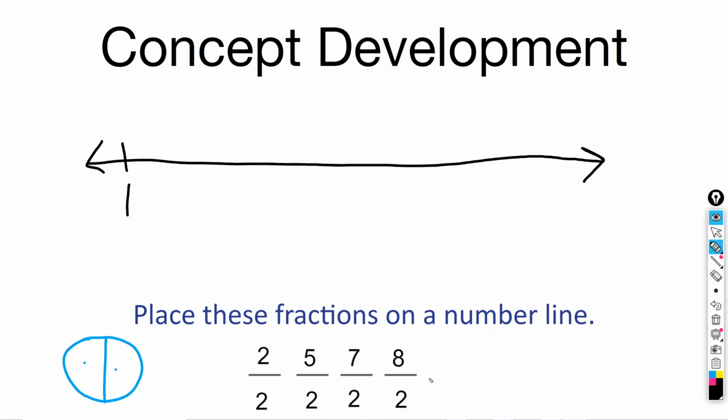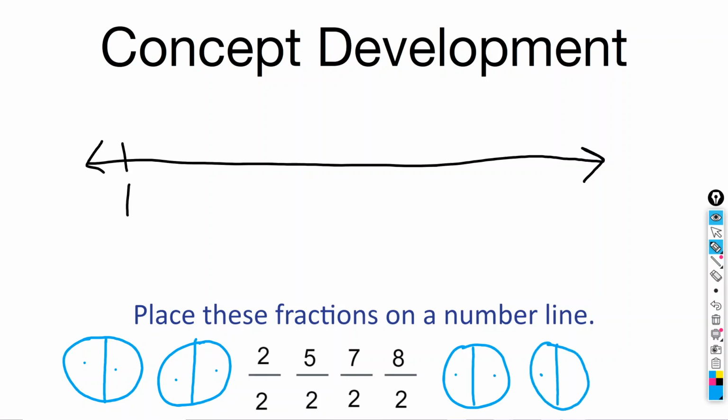Now I'm going to look at my biggest fraction, 8 over 2, or 8 halves. Right now I have 1 whole, which has 2 pieces. So I'm going to keep drawing wholes broken into halves until I get to 8 pieces. Right now I'm at 1, 2, 3, 4, 5, 6, 7, 8. So to get 8 halves, I have 4 whole circles. So the end point on my number line needs to be 4 wholes.